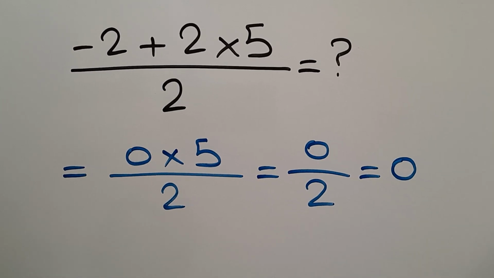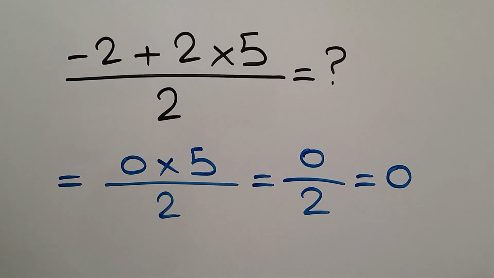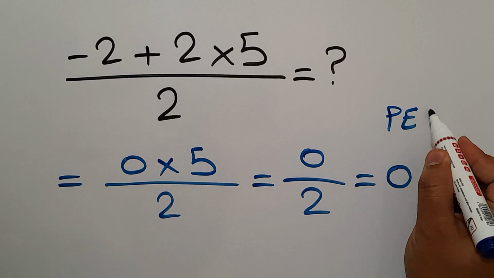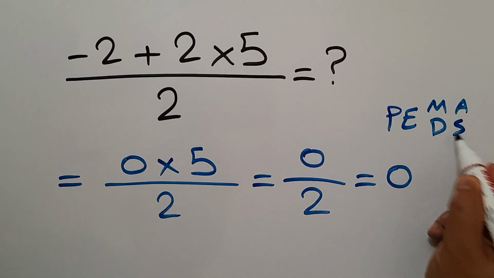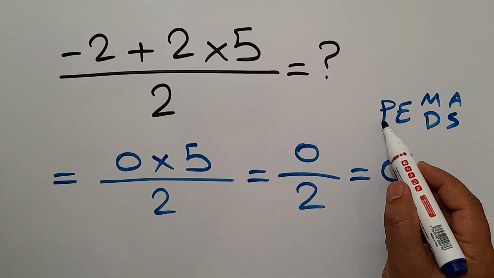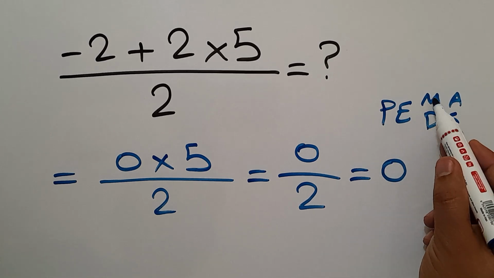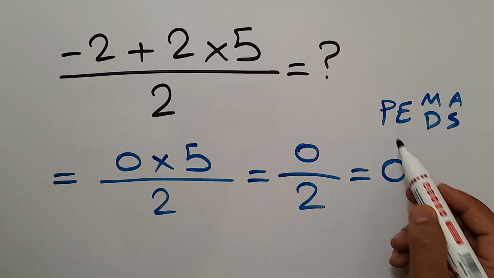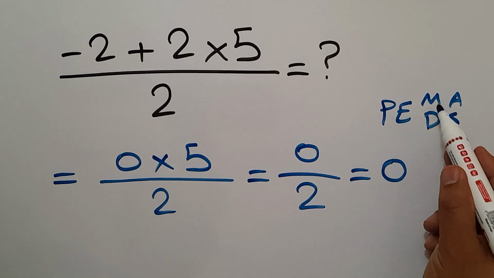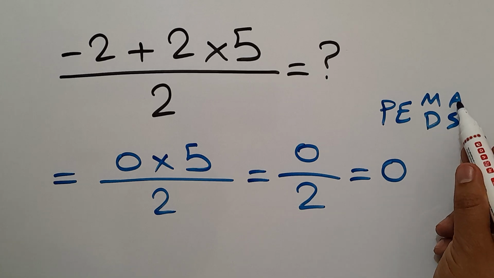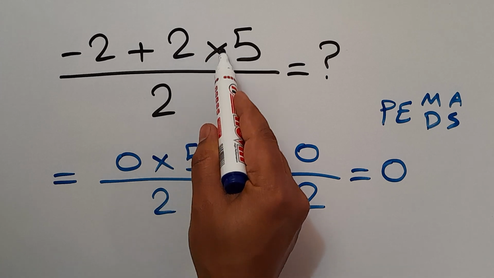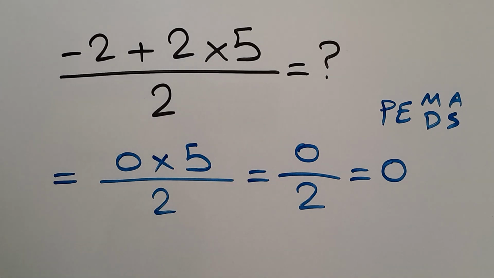But this answer is not correct, because according to the order of operations, which is PEMDAS, P stands for parentheses, E stands for exponents, M and D stand for multiplication and division, and A and S stand for addition and subtraction. We first do parentheses, then exponents, then multiplication or division, and finally addition or subtraction. So here, first we have to do this multiplication before this addition.